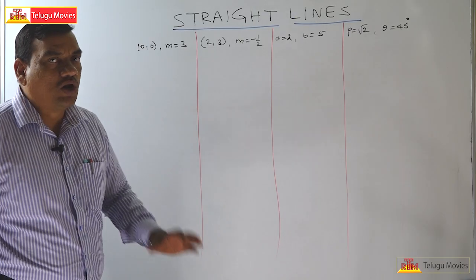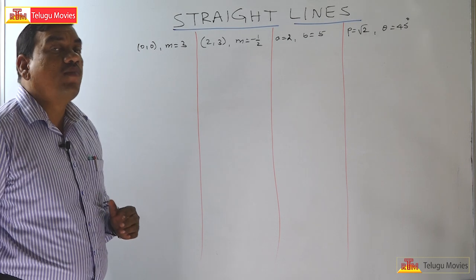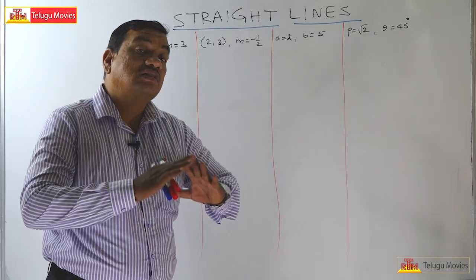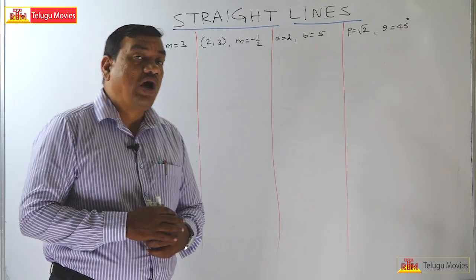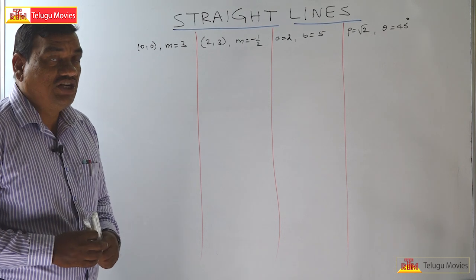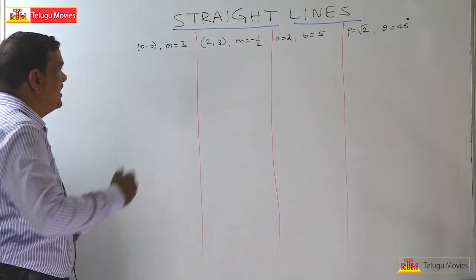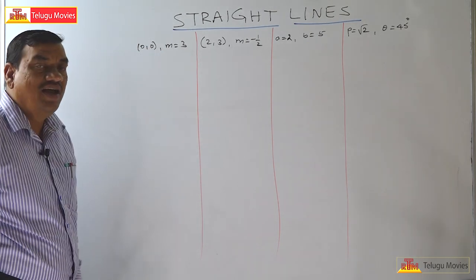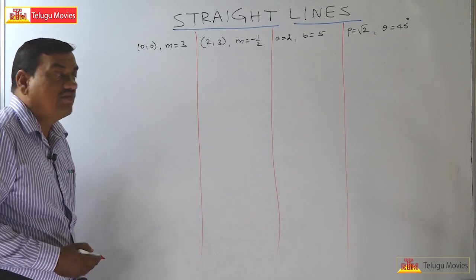So, welcome back. Now, I am going to explain what is the general form of a line. We have seen some particular cases. Now, on the whole, what is the general form? I will make you understand by taking some examples. The first example is, let us find the equation of a line passing through the origin and having slope m is equal to 3. Then what is the equation of the line?